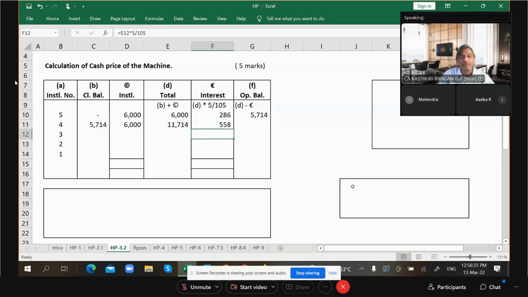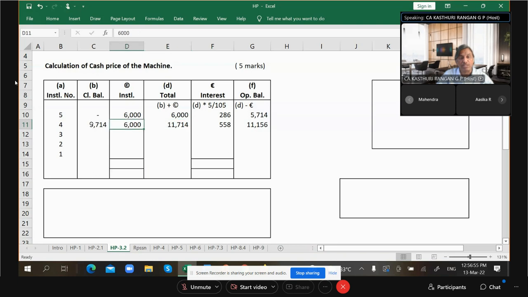11,714 into 5 by 105. Therefore, what is the opening balance? It will be 11,156. So, if you look at it in the forward order, opening balance is 11,156. Interest is 558. Total is 11,714.